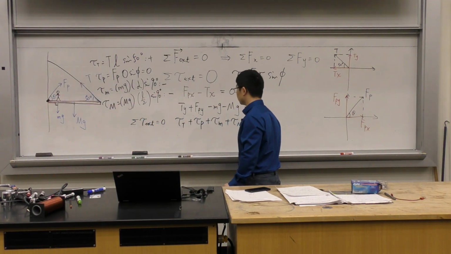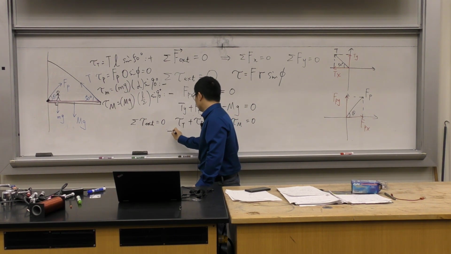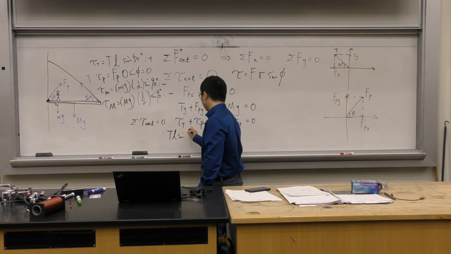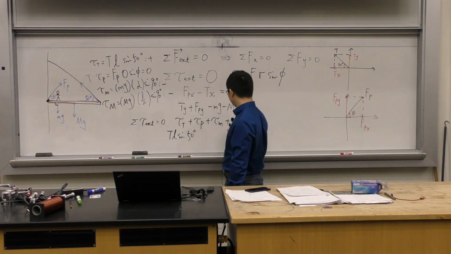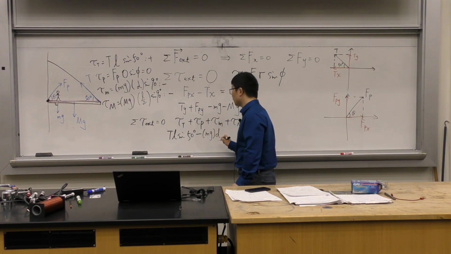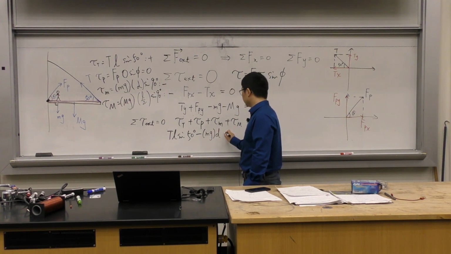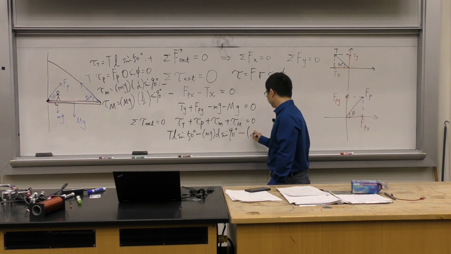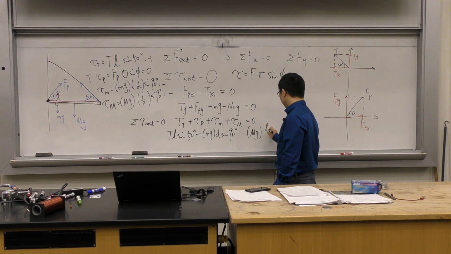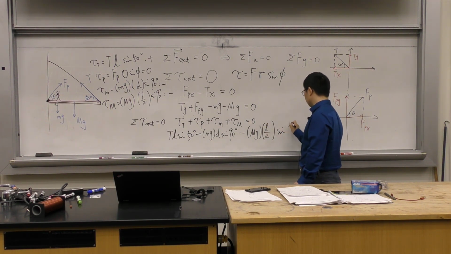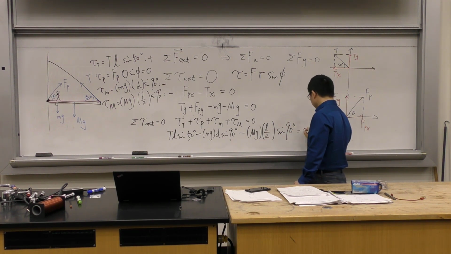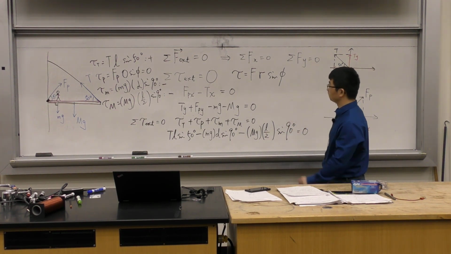Okay, now let's put all these together. This is 0, so I would have TL sine 50, 0. I don't need to care about this. These two guys are going to be negative, so negative mg d sine 90, that's 1, minus big Mg 1/2 L sine 90 equals 0.